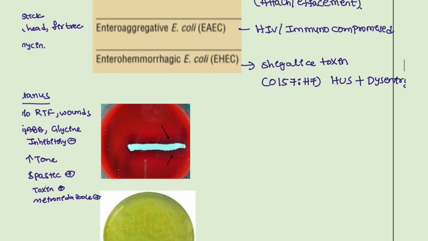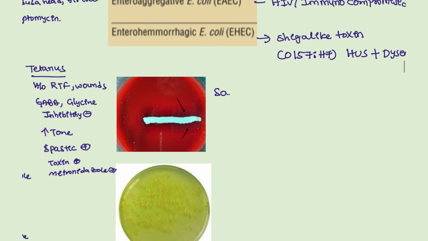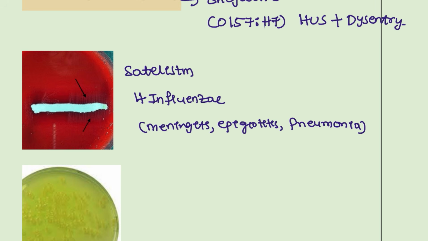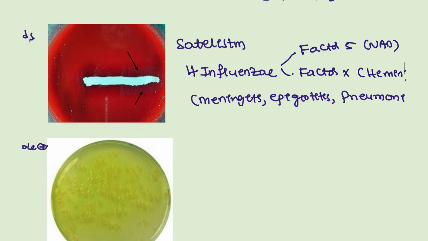The toxins will be causing the hemolytic uremic syndrome, and this is known as satellitism. Satellitism will be positive for Haemophilus influenzae. Haemophilus influenzae can cause meningitis, epiglottitis and also pneumonia. The two important points of Haemophilus influenzae: it contains factor 5 and factor 10. Factor 10 is for hemin, and factor 5 is for NAD, that is for Haemophilus influenzae.